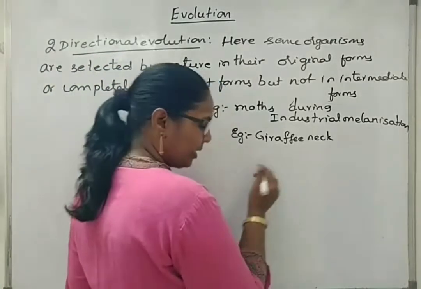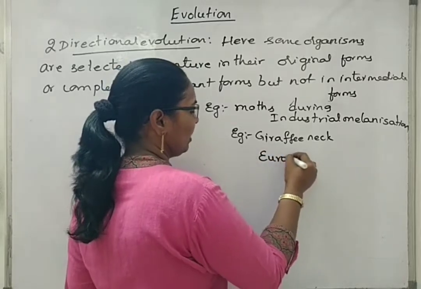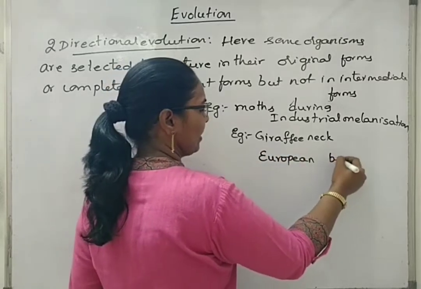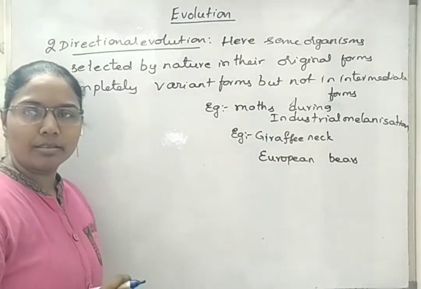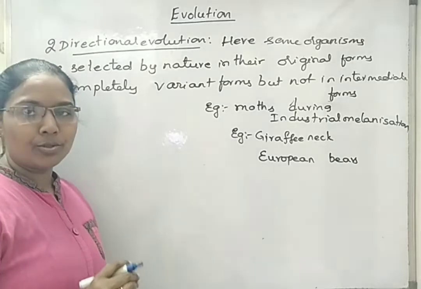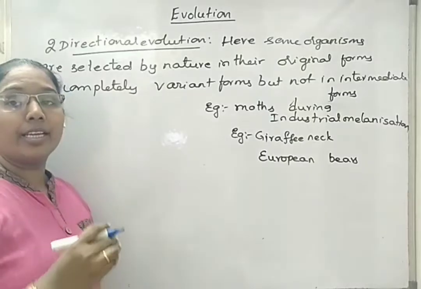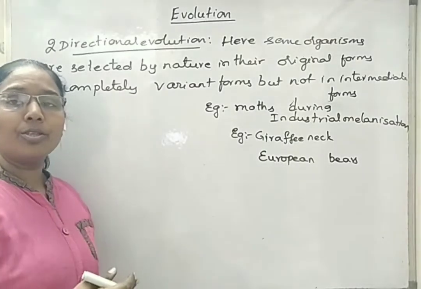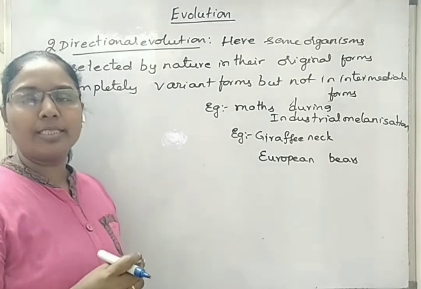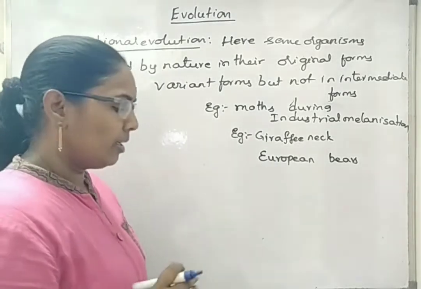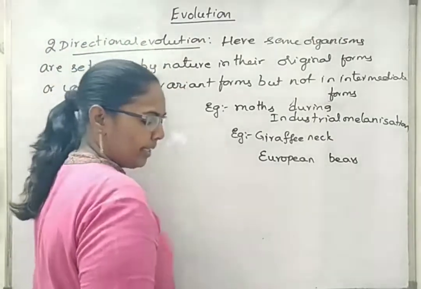Another example we can take, that is European bears. Here, the size of the bear is not too small. The size of the bear is not too large or big. The organisms which existed previously have shown a little bit of change, meaning an increase of size, but not the intermediate forms. Those are taken as examples under European bears.